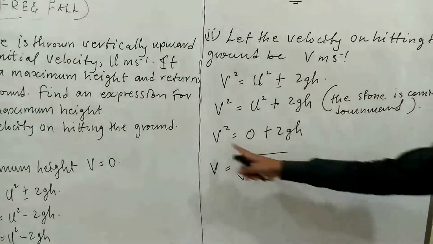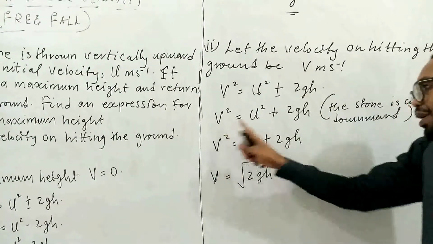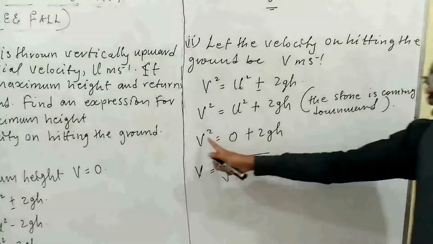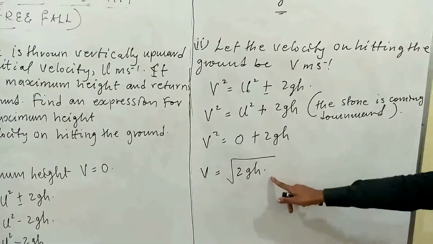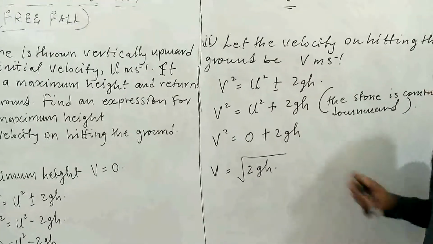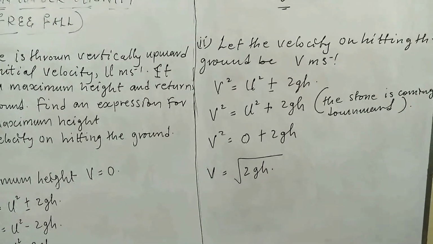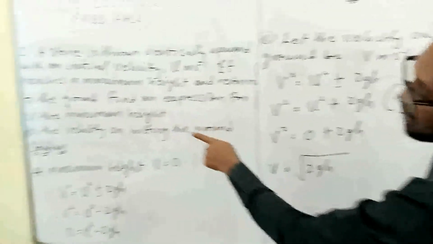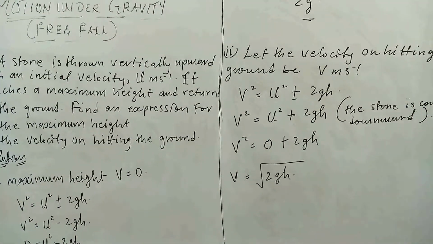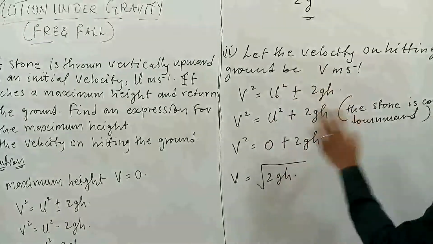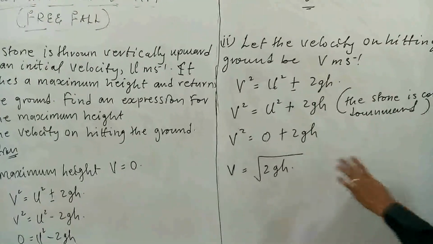Because if we square both sides, it takes away the square here. So v is equal to the square root of 2gh. Is that clear? So we have been able to answer the first and the second exercise. Now I want to give you finally an exercise before an example or an assignment.